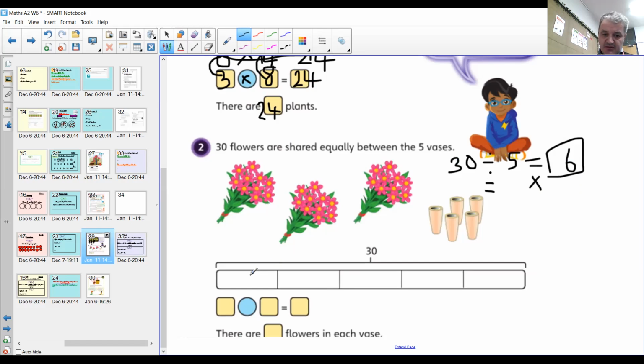So therefore, when I do my bar diagram, I could share them out between the 5 vases, but I'm using my mathematical knowledge to solve the problem for me. Then I need to write it up as a number sentence. My answer is here, my 30. Okay, there are five vases with 6 flowers in each.